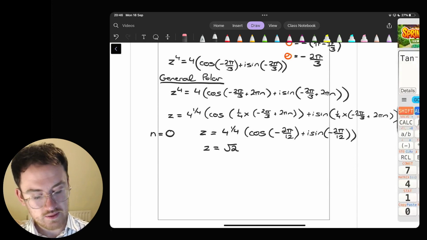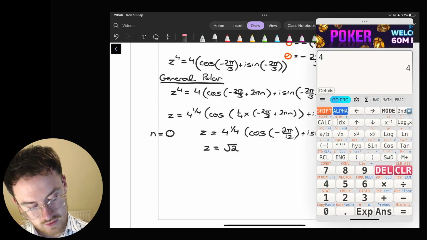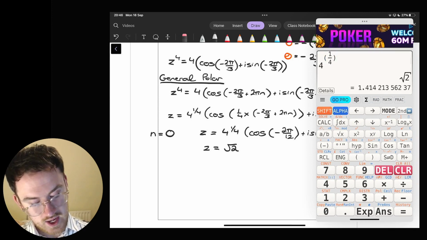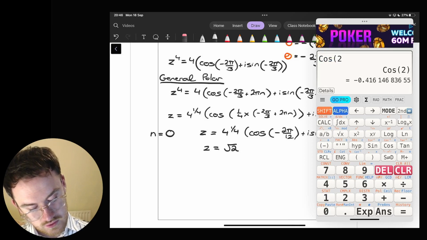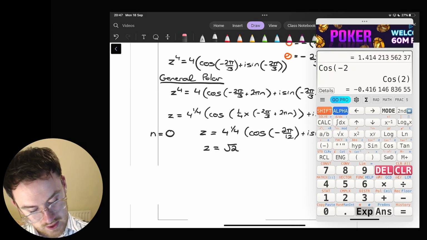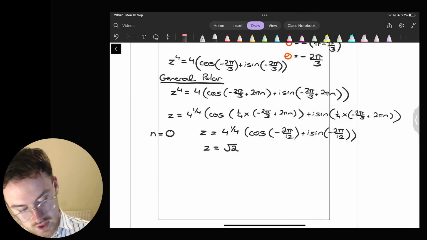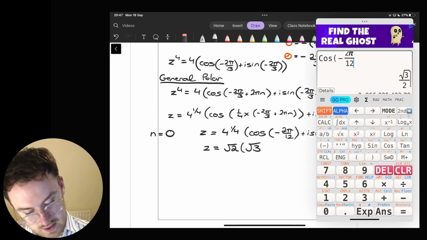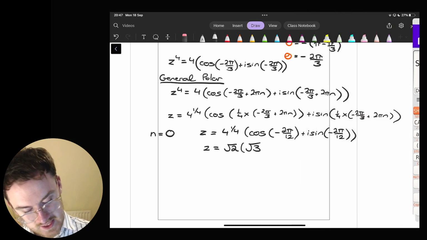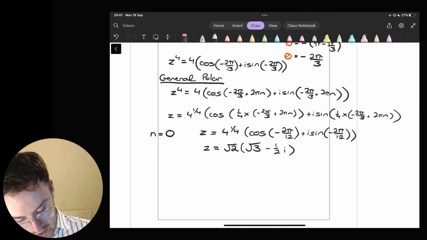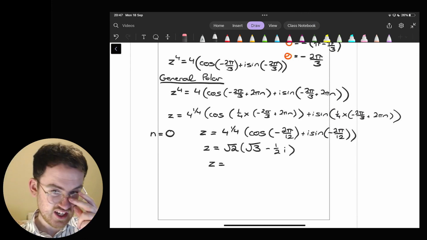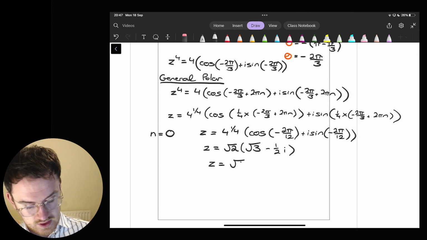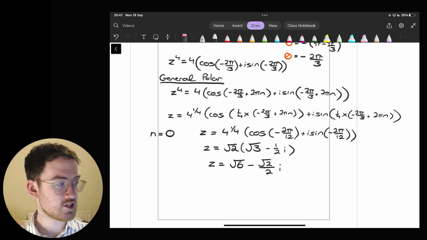4 to the power of a quarter works out being root 2. We can double check that for ourselves here if we're just not sure. So let's just work out, and we can see we get root 2 there. Okay, cos of minus 2 pi over 12 is root 3 over 2, and we'll do the same with the sine then. Minus a half. And we can multiply across by root 2 there as well to get root 6 minus root 2 over 2 i as our answer there.